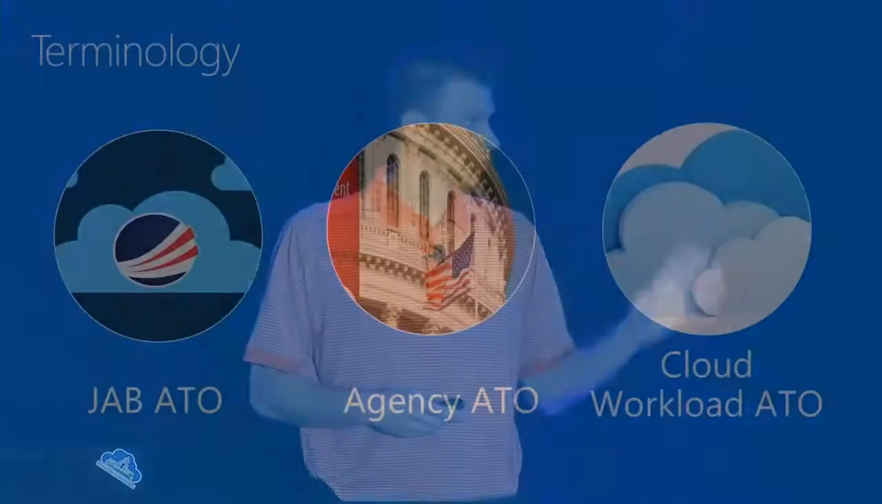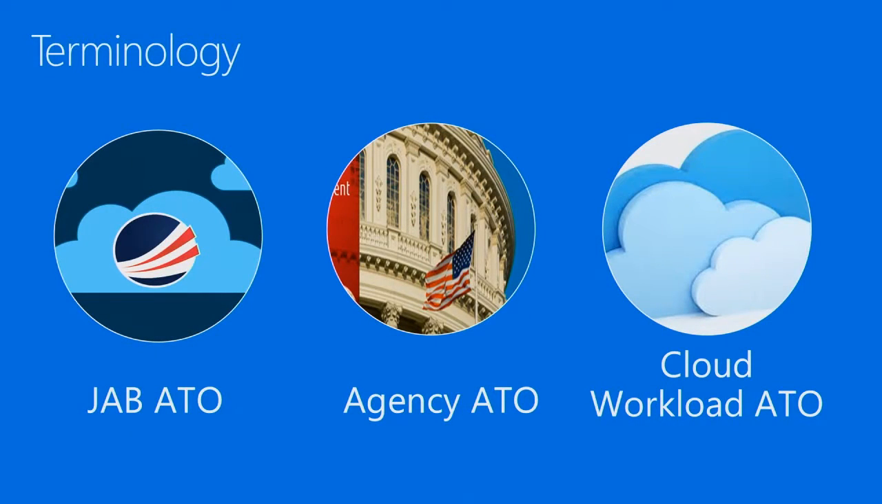And then we'll talk about the various resources that are there, and I'd love to entertain questions as we go through the discussion. So let's talk about terminology. There's the concept of a JAB ATO. Nate has referred to it. This is going to come from Azure Government, or Azure and Microsoft, to FedRAMP.